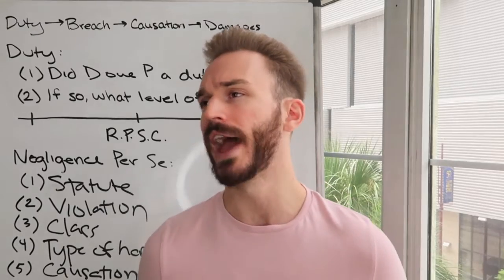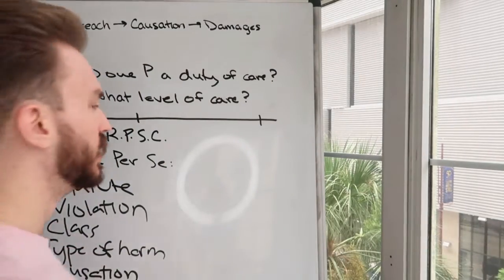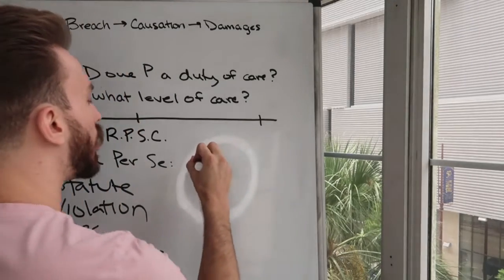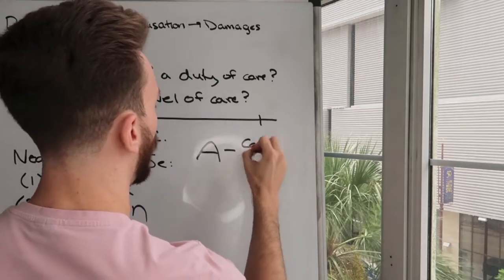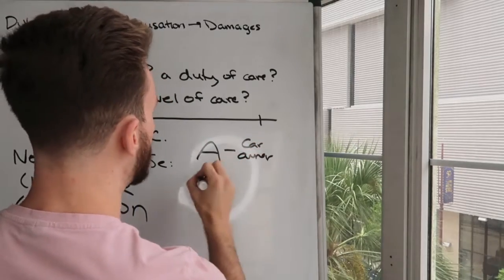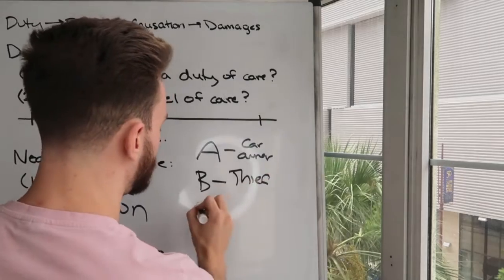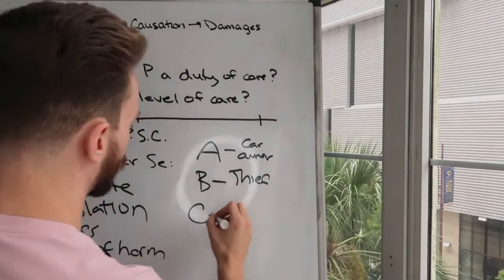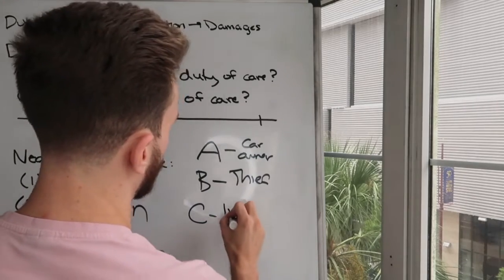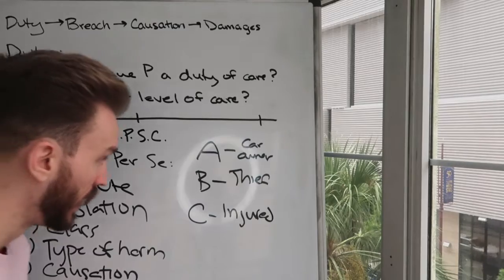So what you generally have here is 3 parties, and we can just say A, B, and C. A is the car owner, B is a thief, and C is the plaintiff who is injured by the thief. So C is the injured party.